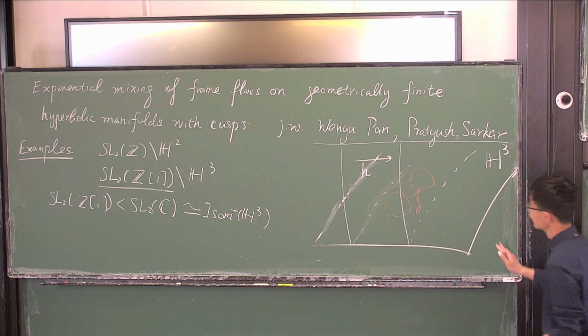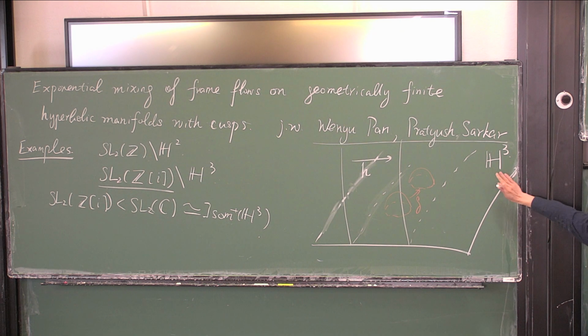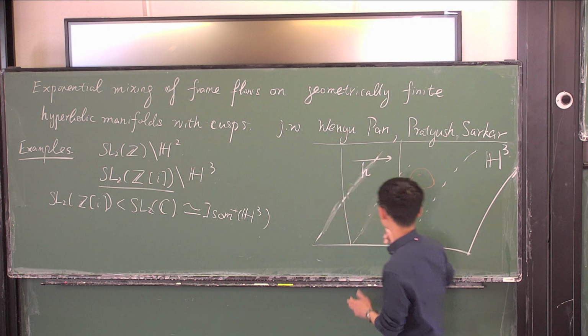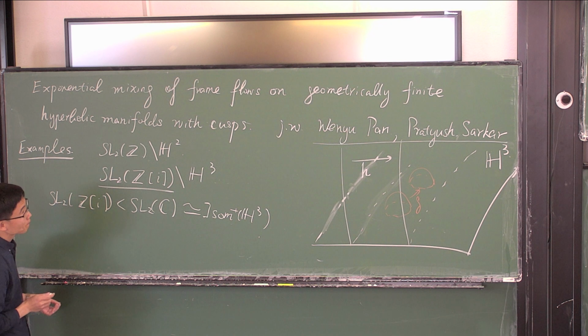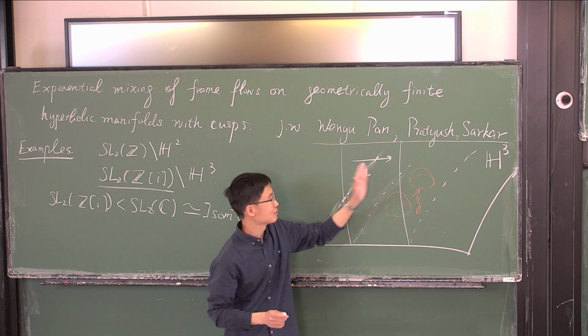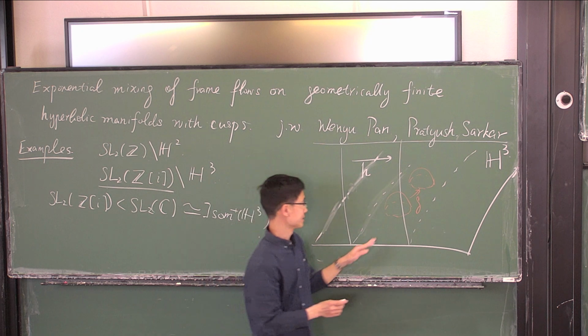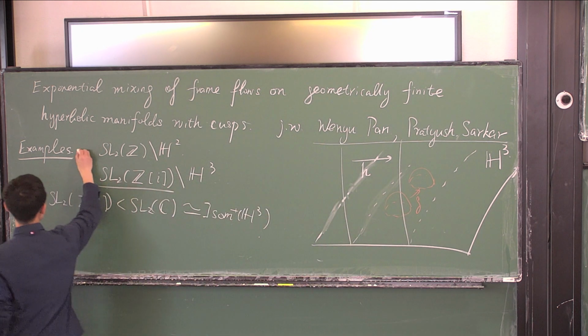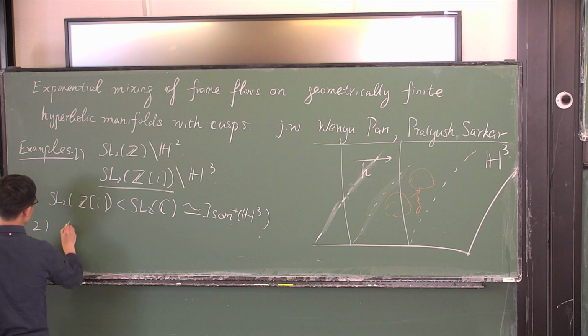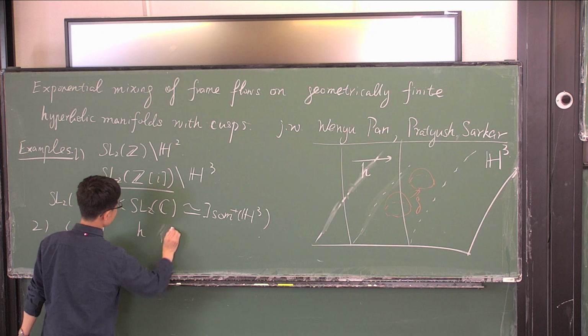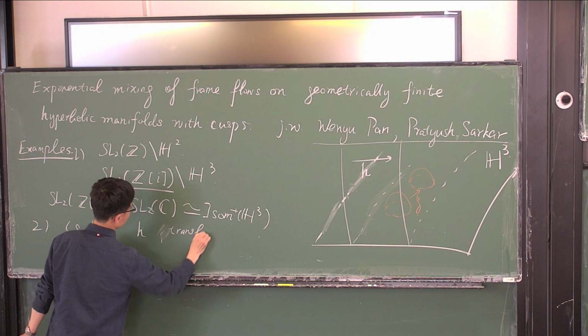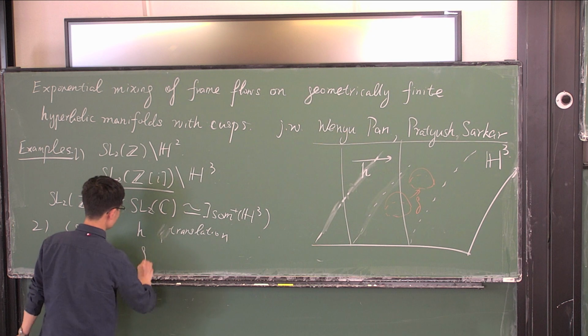So first, this is the upper half space model for hyperbolic 3-space, the universal cover. And then you have two elements, like H. H here is just a translation. If I write it down, H is a parabolic element, it's just a translation, like this. And then you have a group generated by G and H. H is the parabolic translation, and G is some hyperbolic element.